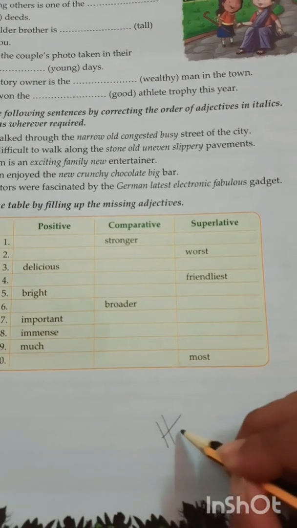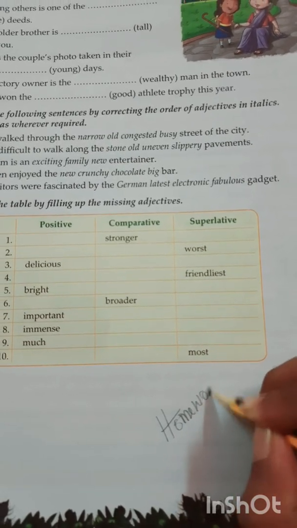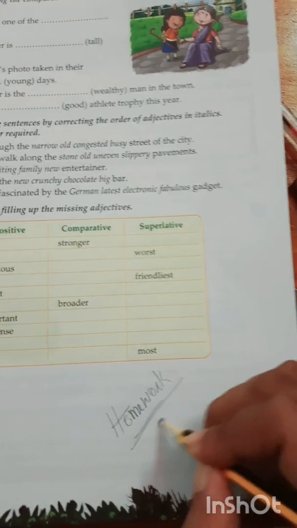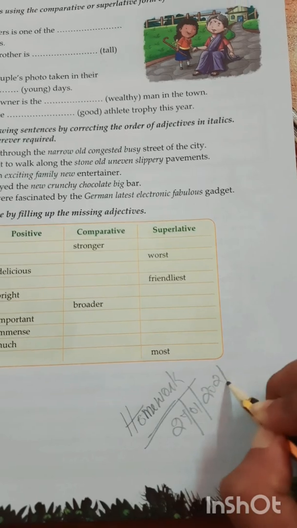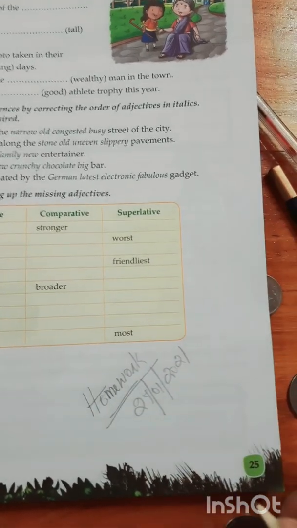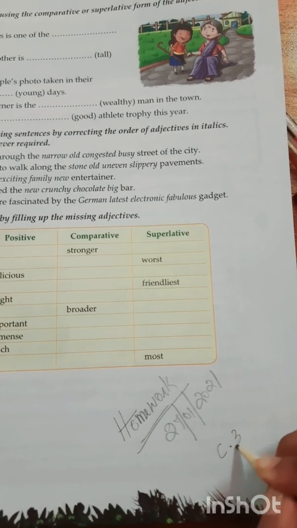Yes, children, till page number 25, homework. Yes, so today's date 27/01/2021 till page number 25. So we have completed chapter 3.